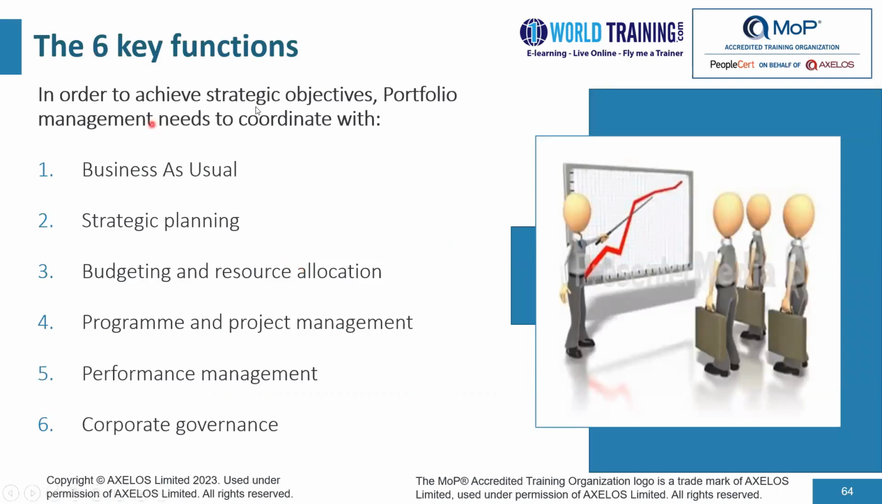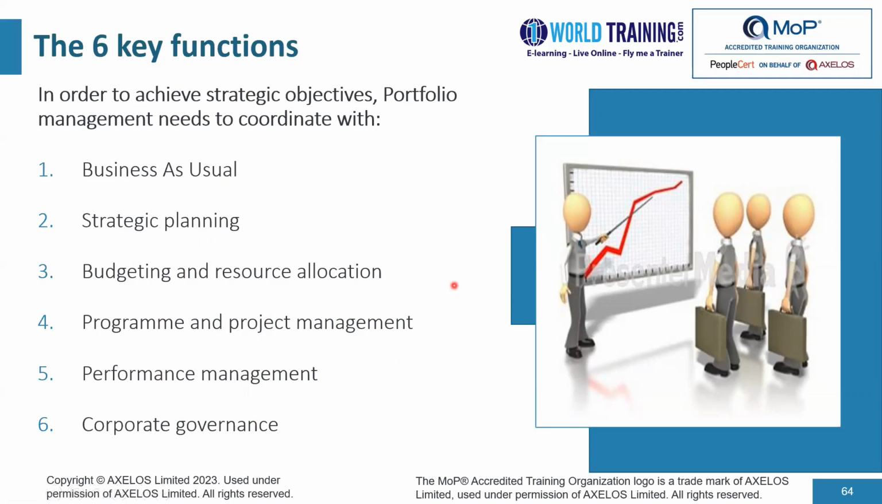In order to achieve strategic objectives, portfolio management needs to coordinate with 6 functions. It needs to coordinate with business as usual, strategic planning, budgeting and resource allocation, program and project management, performance management, and corporate governance. Let's explore each of these coordinations in greater detail.